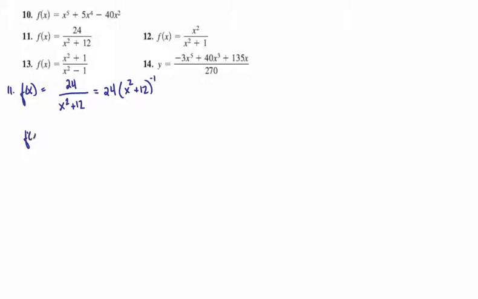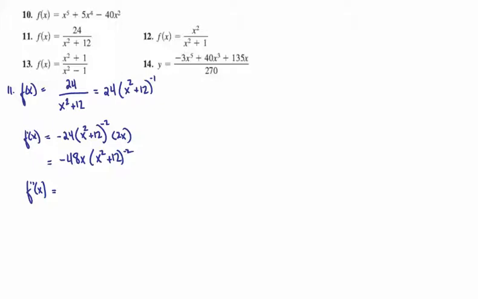We go for the first derivative, and that is negative 24 times x squared plus 12 to the negative second, but I do have a chain rule here. I'll have to multiply by the derivative of the inside, which is 2x. Simplifying, I get negative 48x times x squared plus 12 to the negative second. Now, I'll go on to the second derivative. I don't stop at the first derivative when I'm looking for concavity.